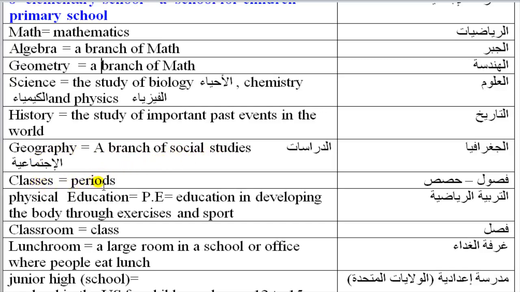Classes, periods. Physical education, PE. Education in developing the body through exercises and sport. So this is education in sport. Classroom. Class is British, classroom is American.